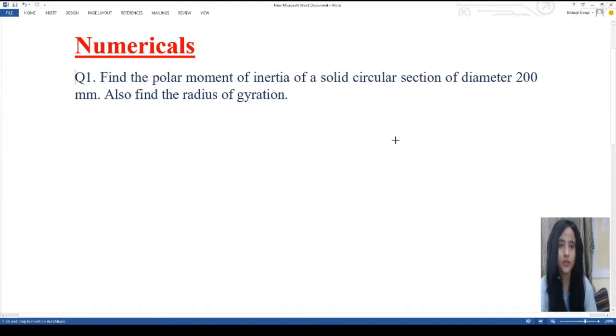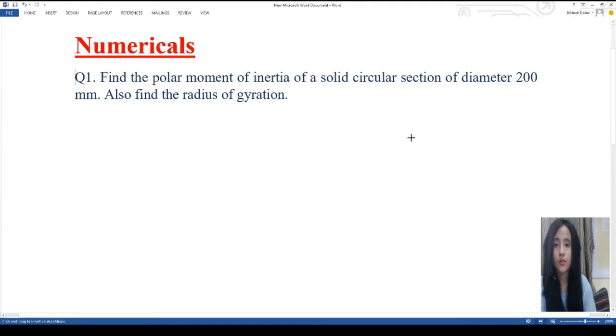So today in this class, let us solve some numericals. Let's read the first one. Find the polar moment of inertia of a solid circular section of diameter 200 mm. Also find the radius of gyration.